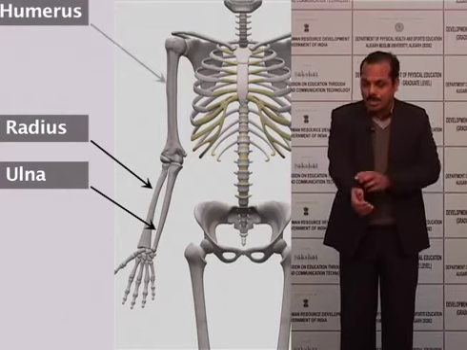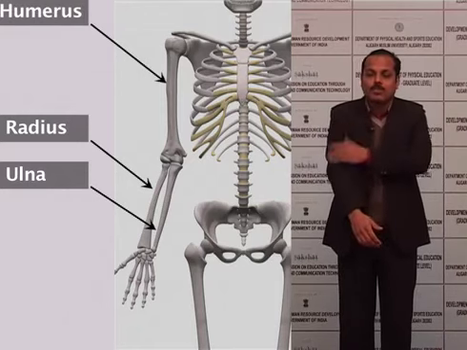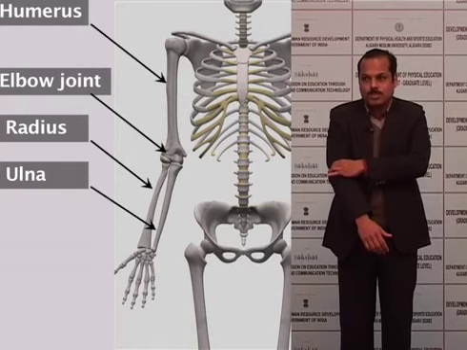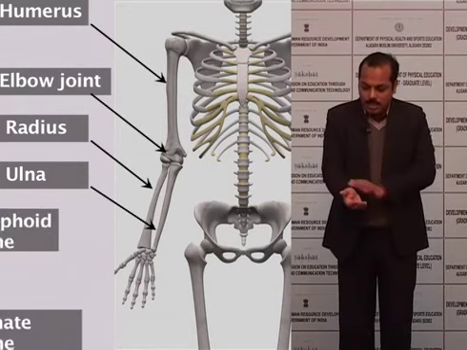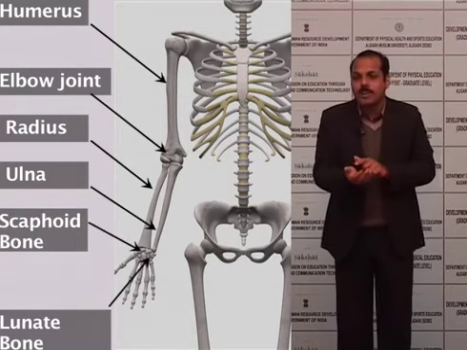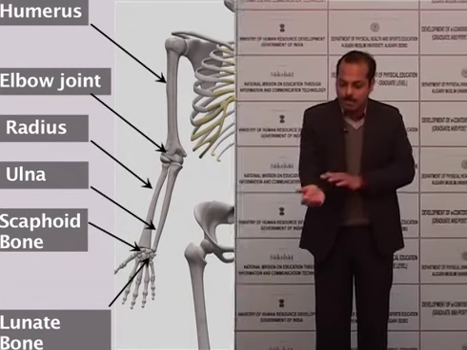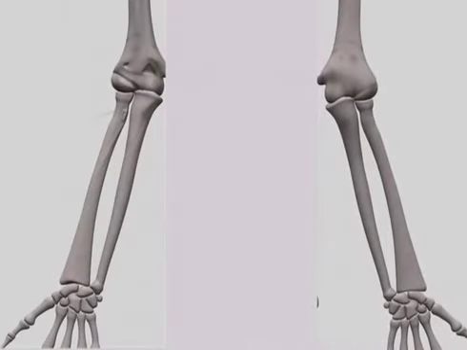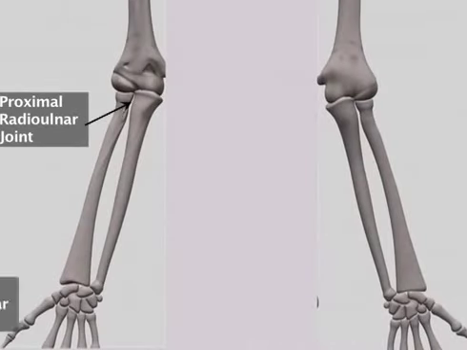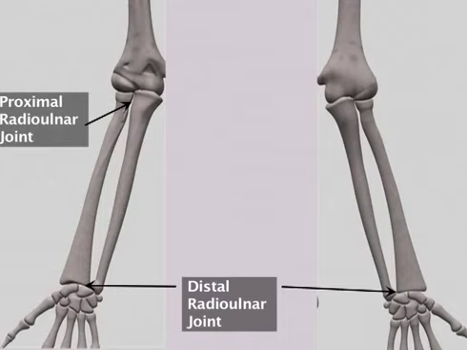The radius articulates superiorly with the humerus and forms the elbow joint along with the ulna. At the lower side, it articulates with the scaphoid and lunate bones and forms the wrist joint. The medial bone is the ulna, and with the ulna, it makes three articulating joints. The first one is the proximal radio-ulnar joint. The second one is the distal radio-ulnar joint. And there is a middle joint which is formed by the interosseous membrane.